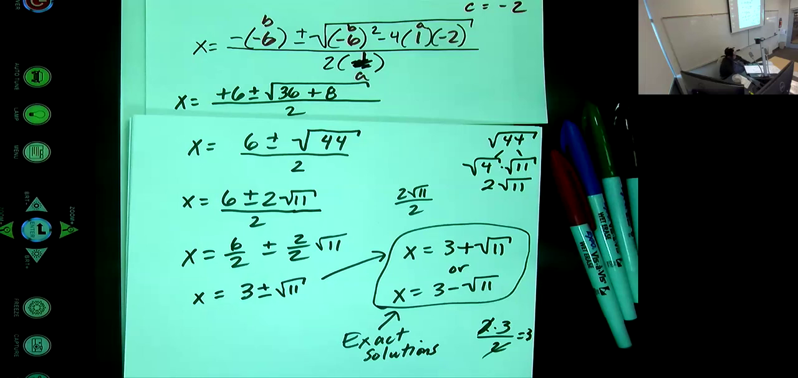I can get pretty close. I know square root of 9 is 3, and I know square root of 16 is 4. So maybe square root of 11 is like 3.3 or something like that. I can get close without a calculator, right?